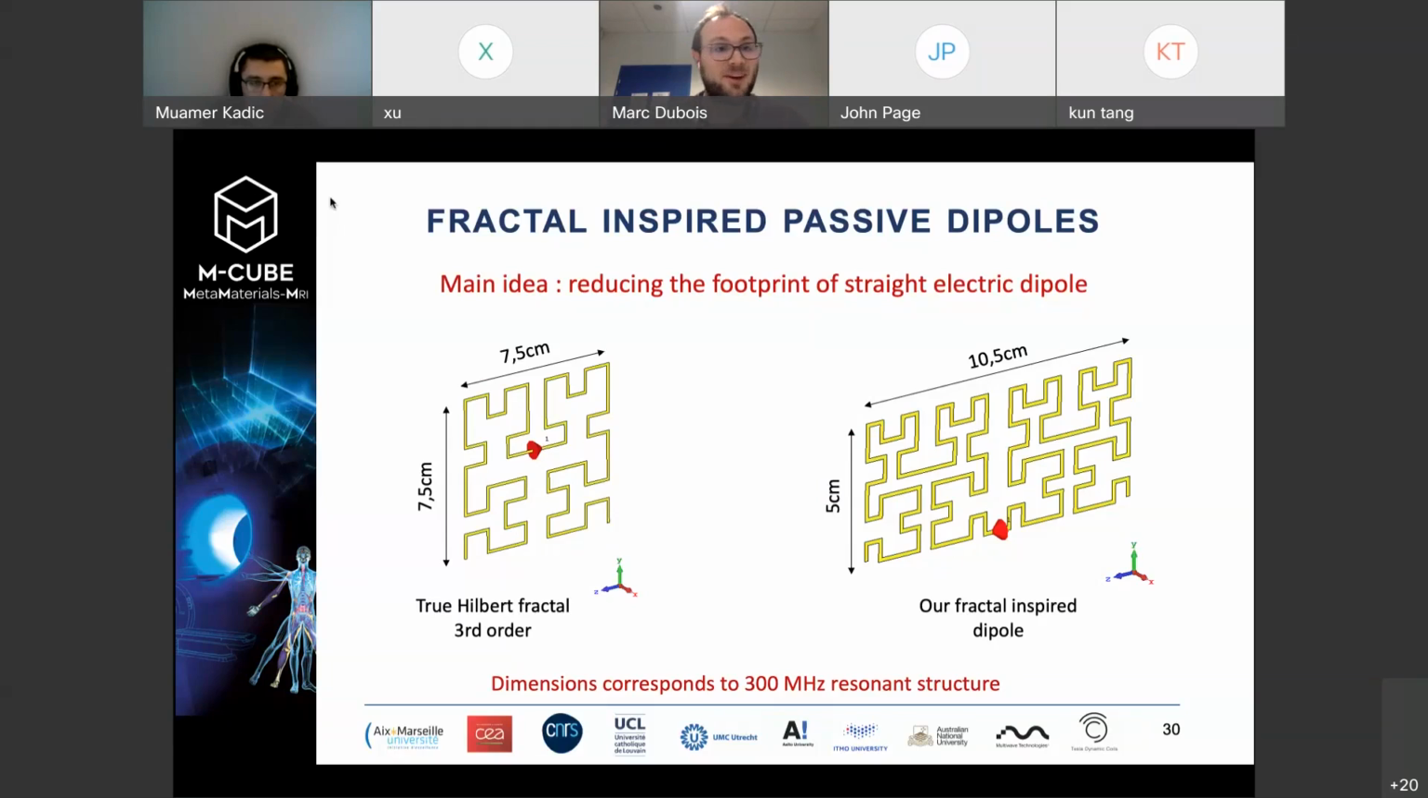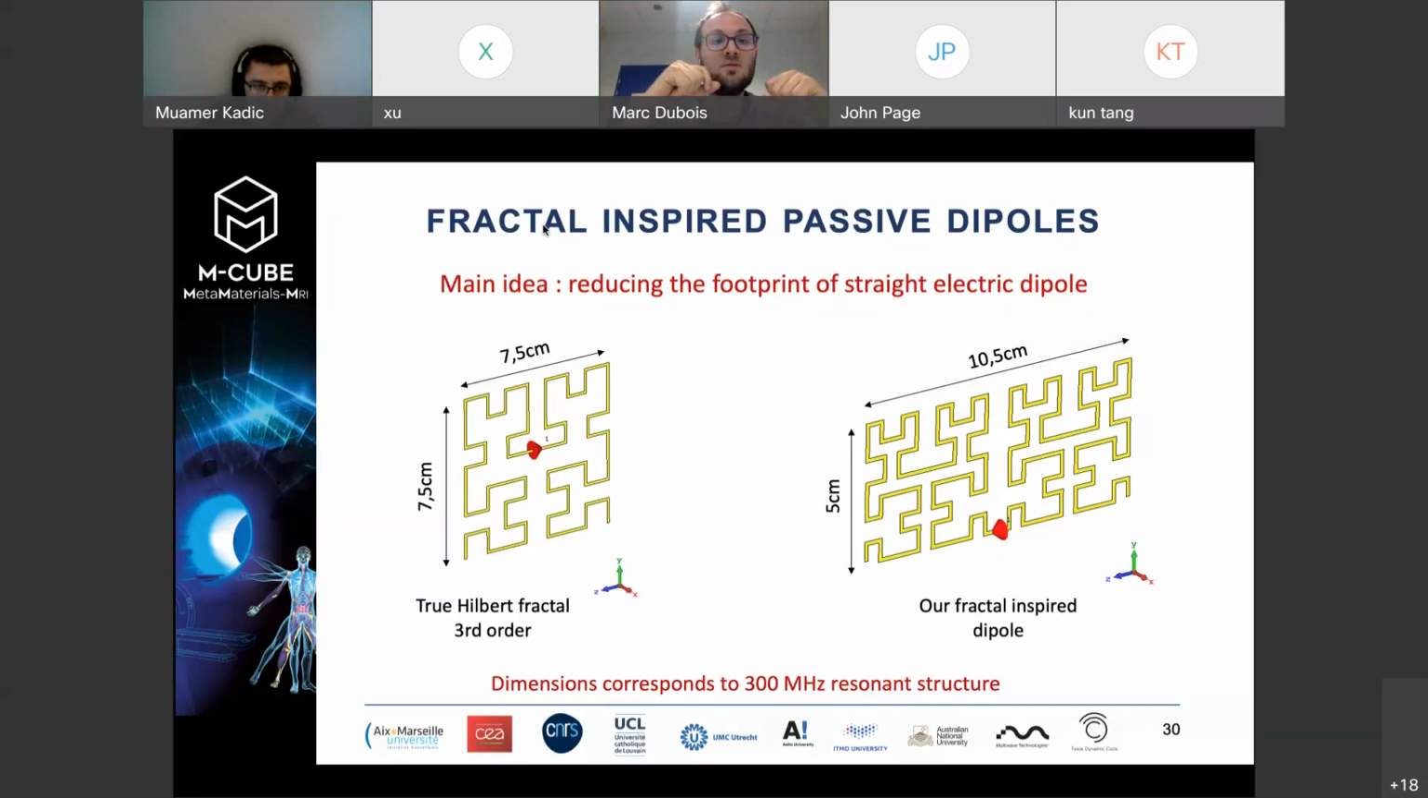And the frequency in MRI, you can't change. Like it's 7 Tesla, the frequency is 300 megahertz. So you can't say, oh, go to 3 gigahertz and I have a solution for you. That won't work. So if you want to change the size, you want your structure to still be resonant at the same frequency.